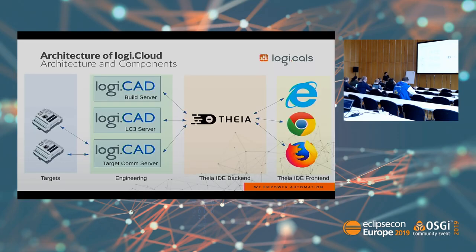So the Logica 3 server in the middle is responsible for all the language features, like the language server protocol and all the code completion tasks and all that related to the language. The build server is in charge of compiling and linking the generated C code to what's needed for the platform. And the target communication server, in turn, is in charge of transferring the program to the actual PLCs, which are then on the target side, running somewhere.